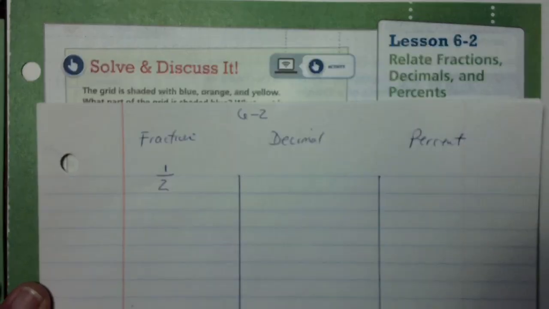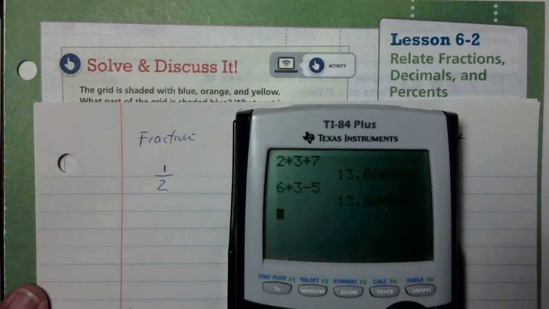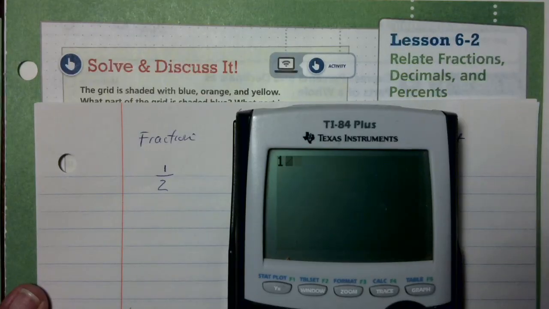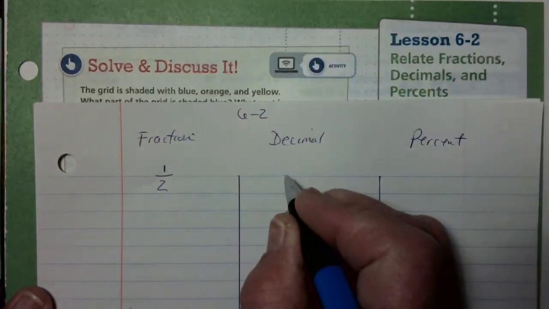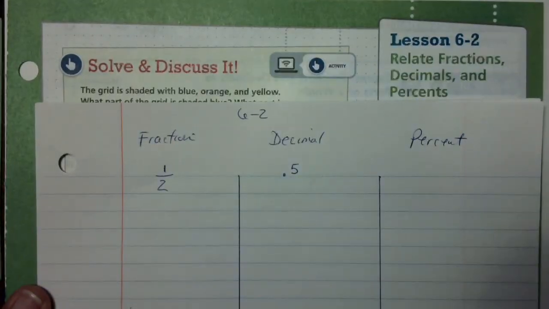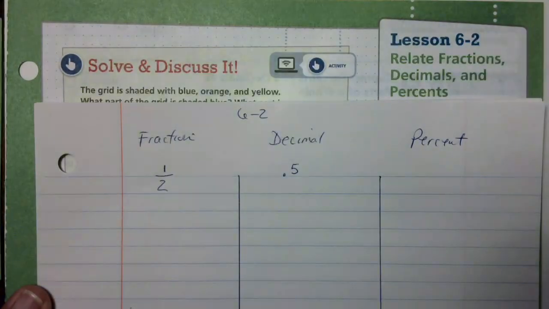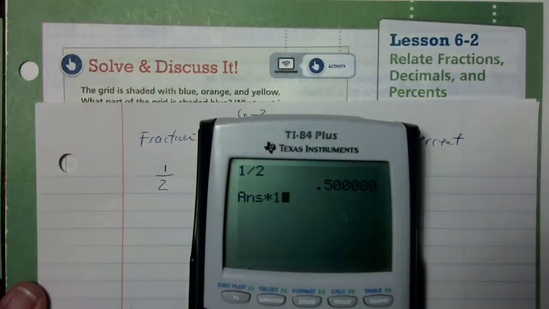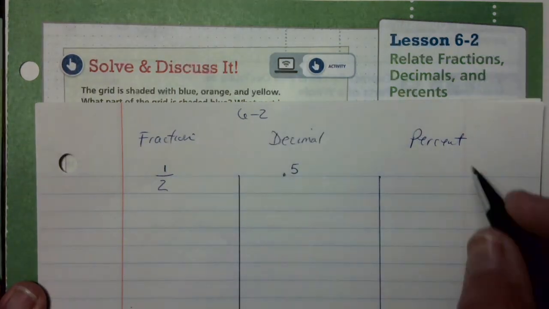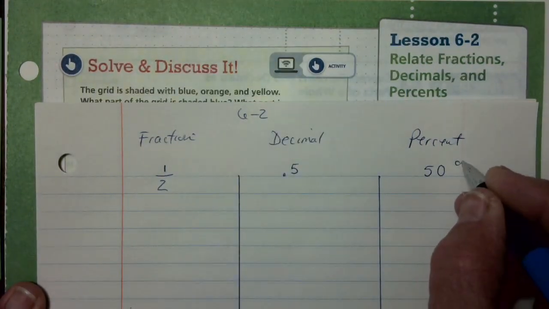A half. And I'm going to put my calculator up here, and I'm going to take a half. 1 divided by 2. That's how you put a half in your calculator. 1 divided by 2. And guess what I get? I get 5/10. So the decimal form of that is 5/10. Okay? And the percent form of that is to take this 5/10 right here and multiply it by 100. And guess what you get? 50%.